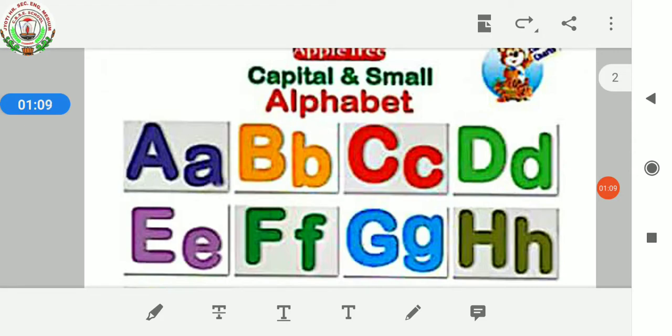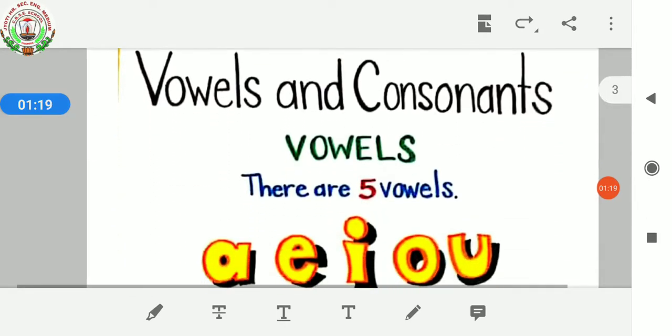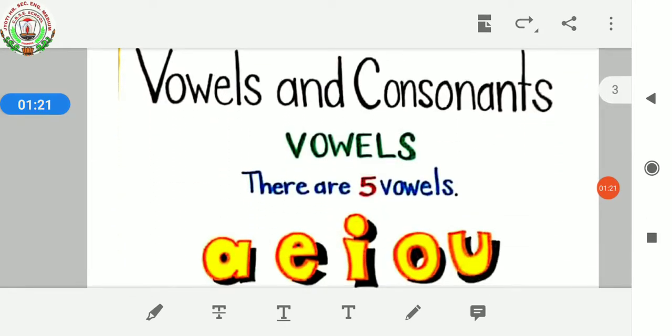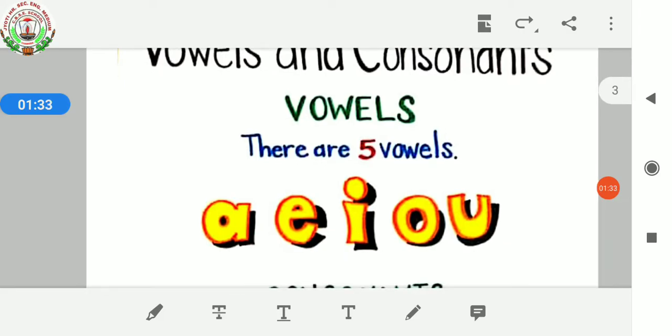You know that in an alphabet there are a total of 26 letters, and these 26 letters are divided into two parts. What are they? They are vowels and consonants. Vowels are A, E, I, O, U. Okay, there are five vowels. They are A, E, I, O, U.